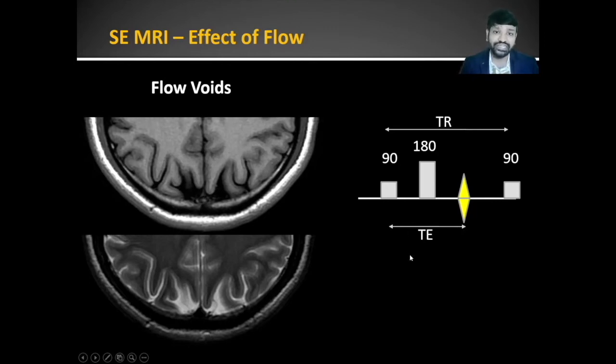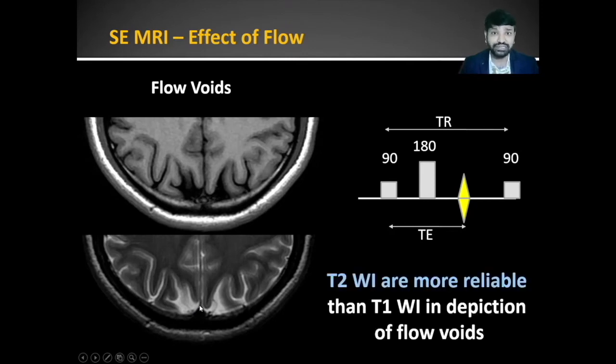If you are looking at the T2 weighted images, the TE period is very long. Because the TE period is long, the time gap between the 90 and 180 is also long, so the moving protons will be able to move out of the slice easily, thereby maintaining the normal flow void appearance. For this reason, T2 weighted imaging is always the best sequence to look at the flow voids.